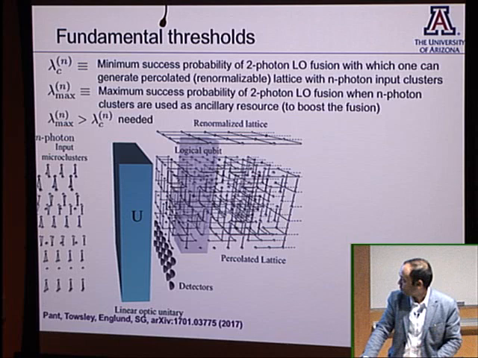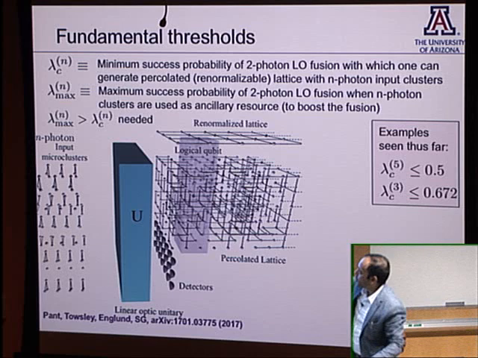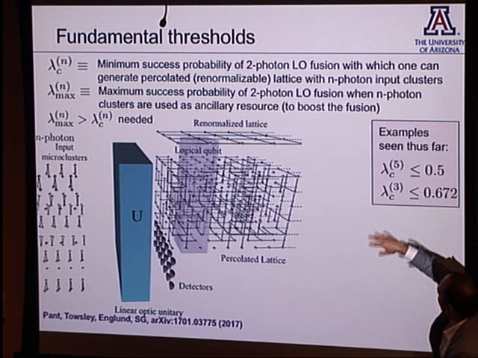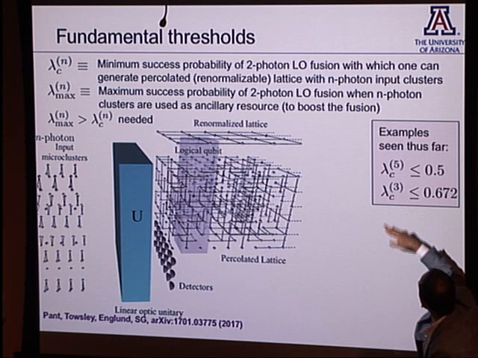Anyway, the two examples you have seen so far show that if I start with 5-photon clusters, which I put at the middle of every node on a square grid, and if my bond succeeded with 0.5 probability, I have percolation. The second example was that if I start with 3-photon GHZ states and my fusions succeed with probability this much, then I can percolate.